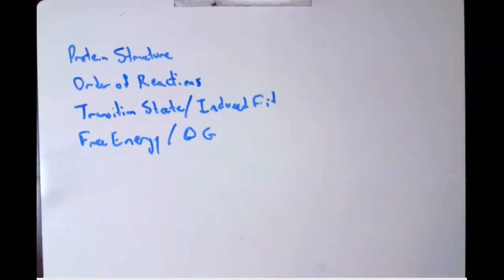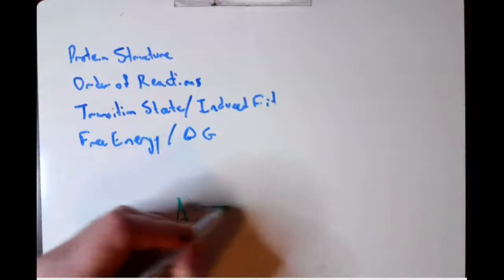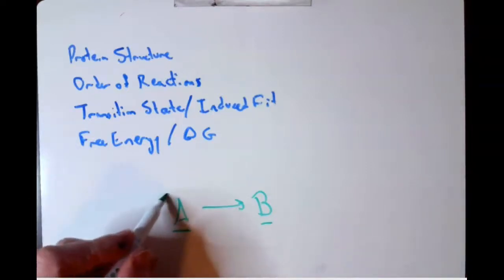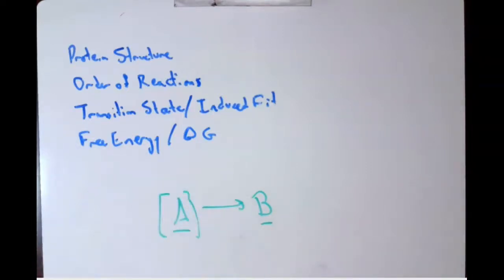Okay, so orders of reaction. Now, some reactions, not many, but some reactions are very simplistic. They are first-order reactions. One thing becomes one thing. One thing becomes two things. First-order reactions. What impacts the rate of this reaction? Well, pretty much just the concentration of A. The more A you have, the more B you should make, right? So that's what a first-order reaction is.